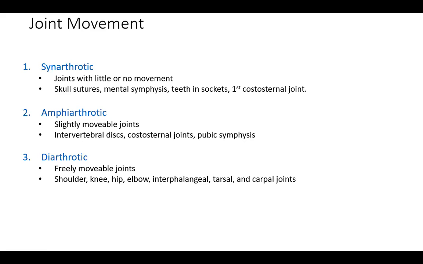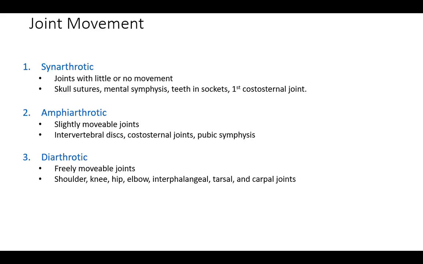We don't see our teeth in our sockets moving around very much. We don't want that to happen either. And the first of the costosternal joints, where the first rib articulates against the sternum, doesn't move very easily either. So these are the synarthrotic joints.